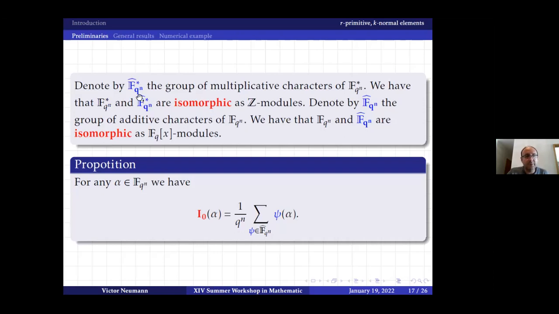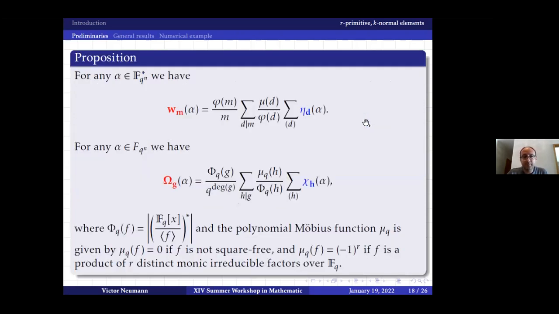So, for example, these two groups are isomorphic as Z modules. So we may define the order here by the order here, in the same way here for the F_q order of elements here and elements here. I show you this just to give you a picture of how it can be written.